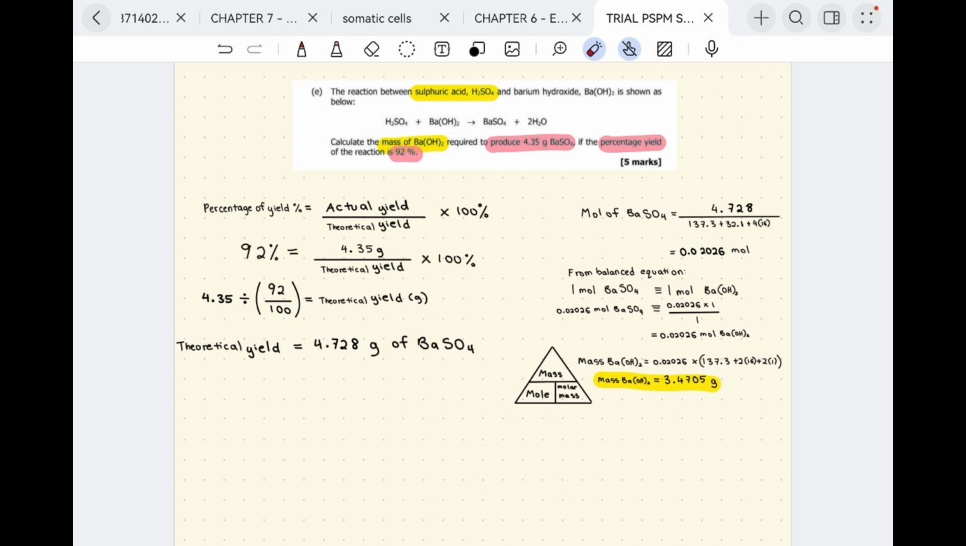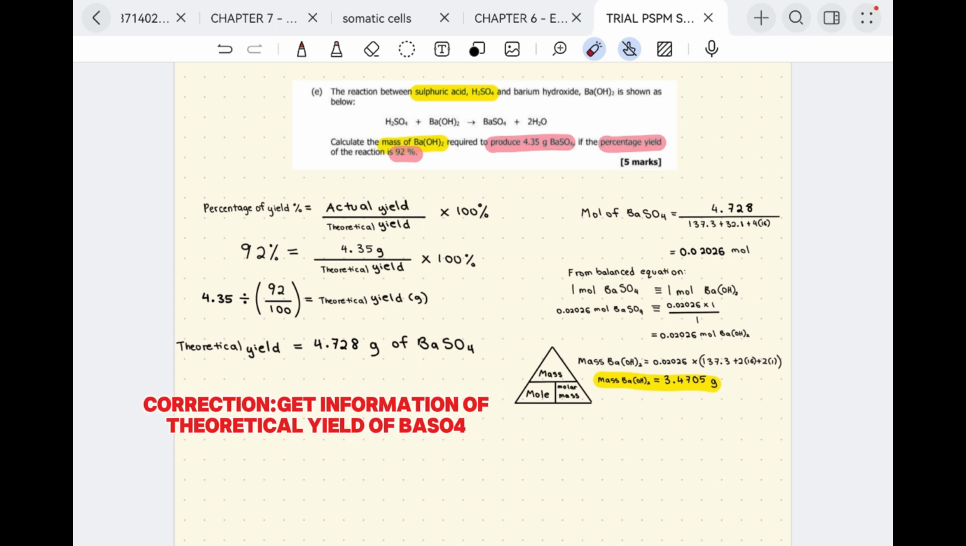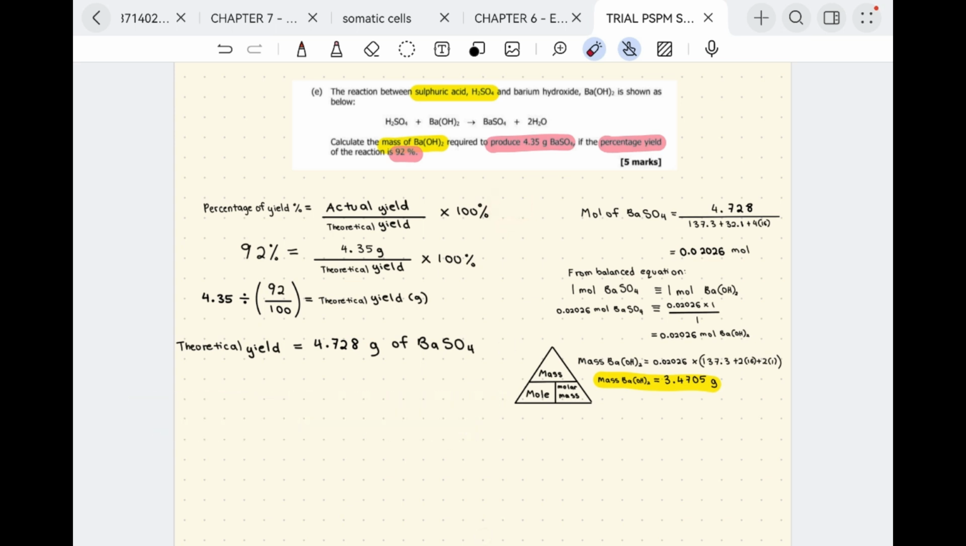Because we already know the percentage yield of the reaction and the actual yield of the product, we can use the formula for percentage of yield. Percentage of yield is the actual yield over theoretical yield times 100%. So we just substitute all the information. The actual yield here is 4.35 gram and the percentage of yield is 92%.